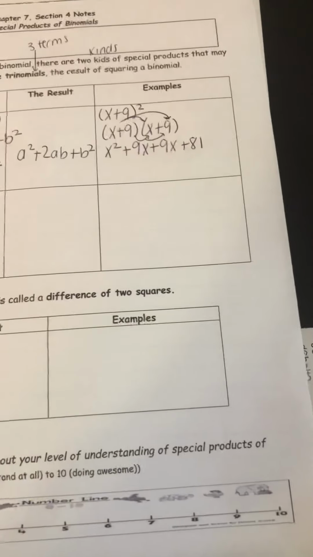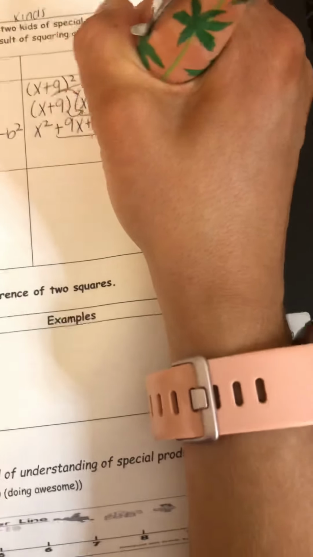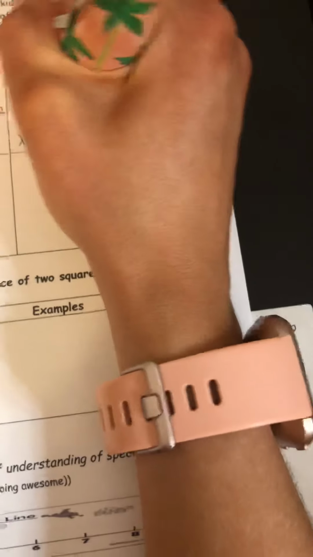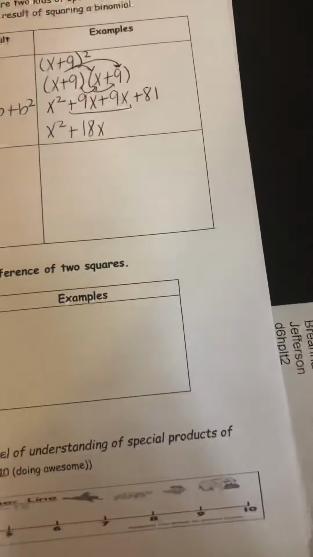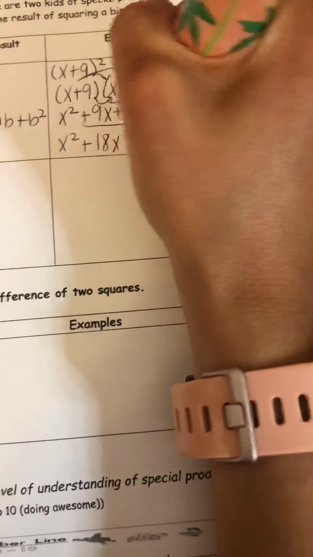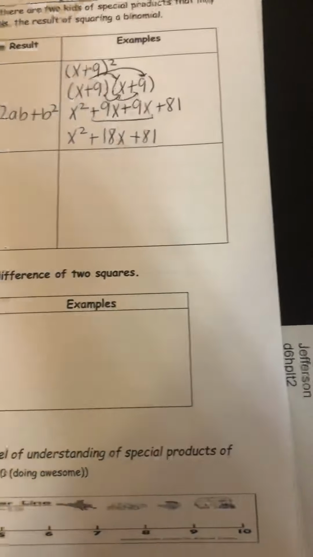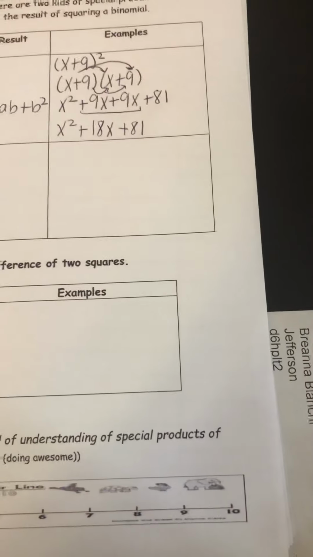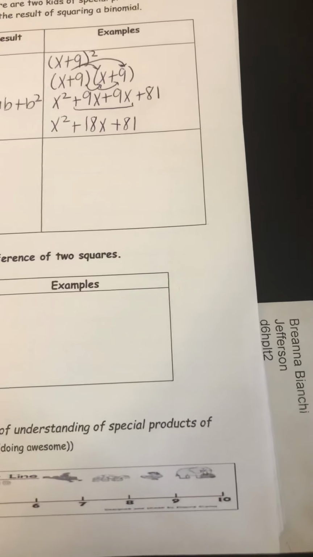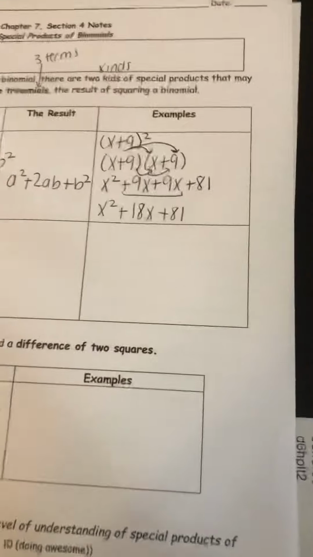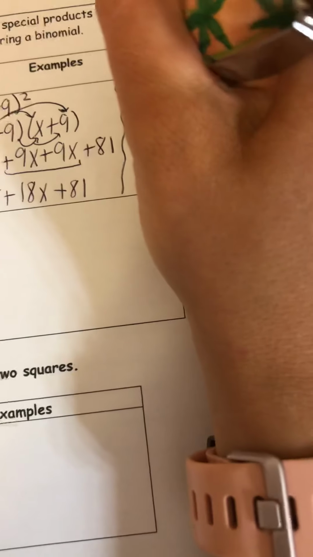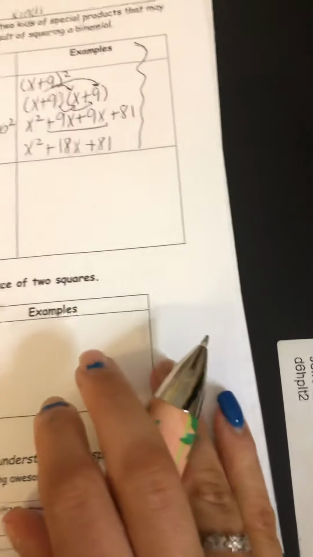And then I could go ahead and combine my like terms here in the middle. So I have x squared, and then 9 plus 9 is 18. And then I'm dealing with my x's, plus 81. So x plus 9 squared, you end up getting x squared plus 18x plus 81. Okay, now that's the long way, and if you want to do it that way, that's fine, okay? But I'm going to show you the little shortcut, okay? And I think most of you will really like this.